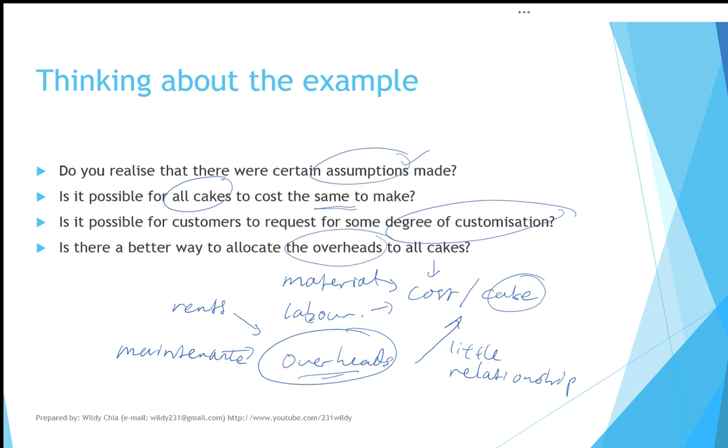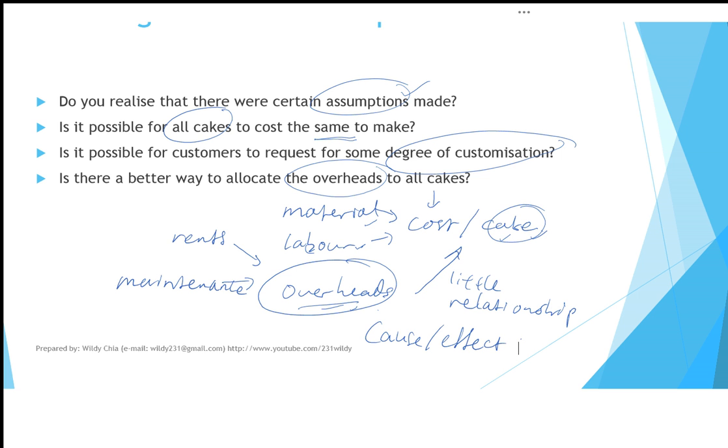The relationship isn't clear. The relationship between material and cake, however, is very clear, because you can tell that 1 kg went into that 1 cake. You can tell that 1 hour of labor went into that 1 cake. So that is very easy to observe. But in the case of overheads, it is very difficult to observe how the production of cakes would give rise to overheads. The cause and effect relationship is very weak. You can't see exactly that relationship.